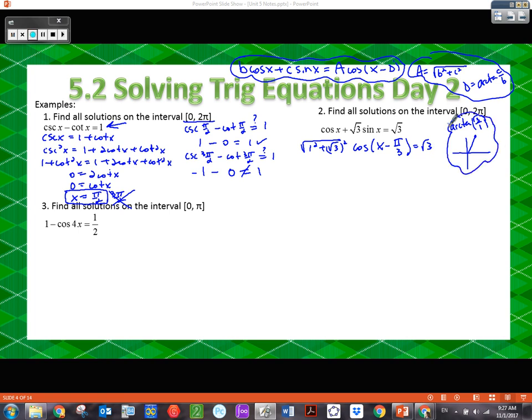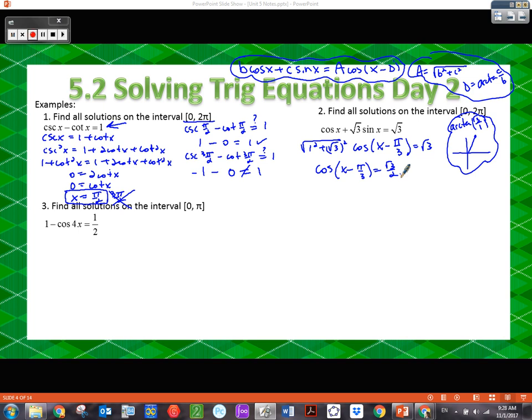Okay. Are we okay? So now I'm going to isolate the cosine. 1 squared is 1, square root of 3 squared is 3, 1 plus 3 is 4. You with me? So square root of 4 is just 2. So we're going to have cosine of x minus pi over 3 equals root 3 over 2.